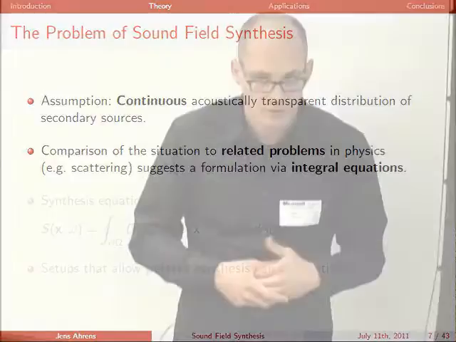For example, scattering problems, where you have an inhomogeneous boundary of a volume which represents the acoustical properties of a specific object. And this is exactly what we have here. The continuous distribution of secondary sources can be interpreted as an inhomogeneous boundary.